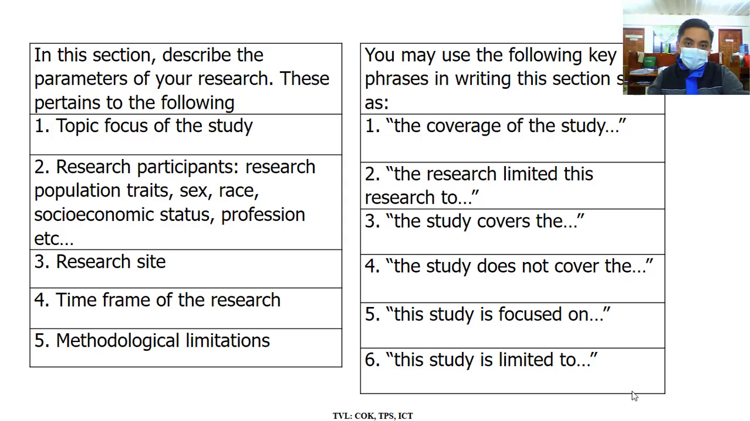You describe the site as well. So you tell us, not exaggerating, but at least give us a short preview that is factual and true. And you would tell us the time frame of the research.